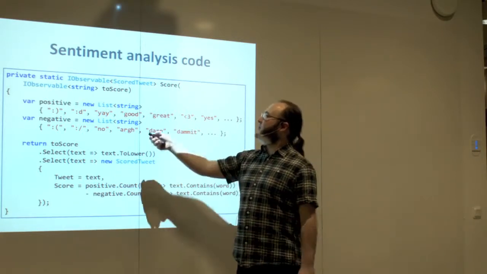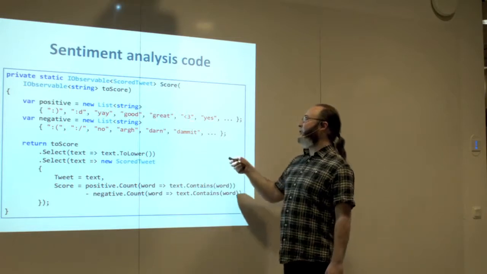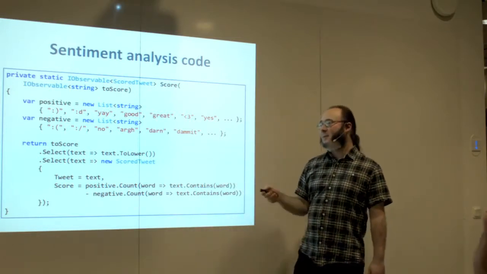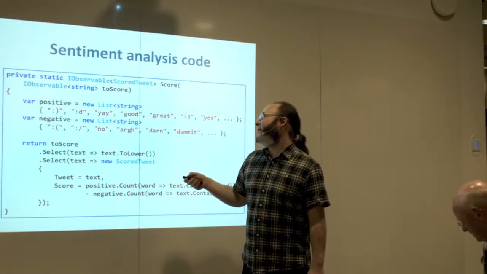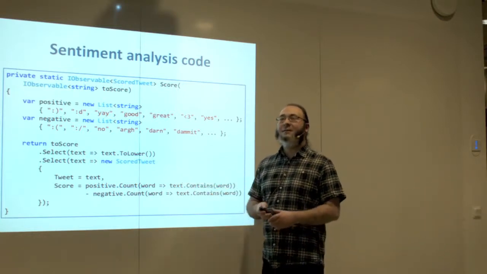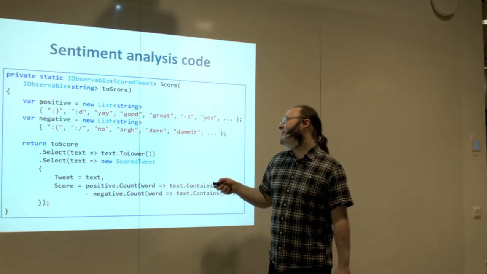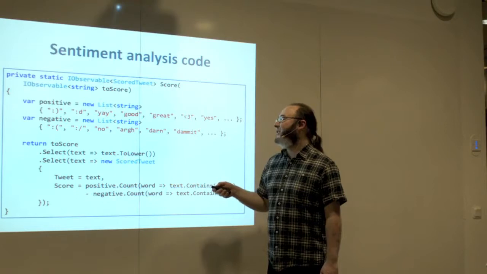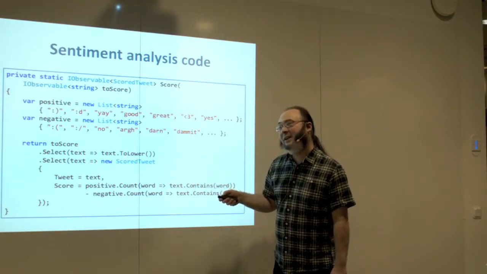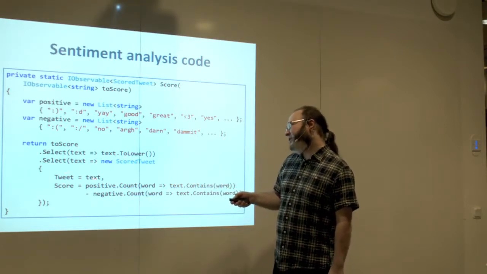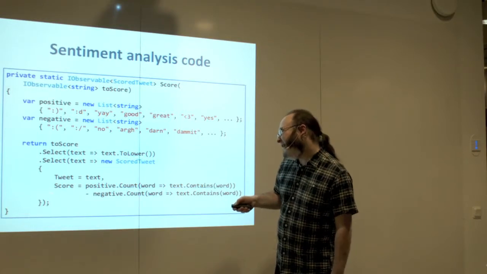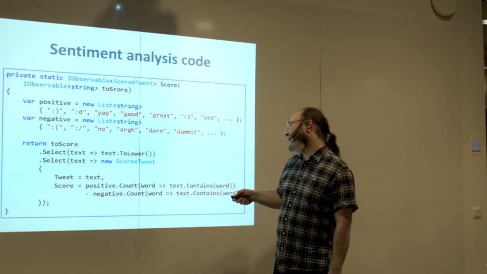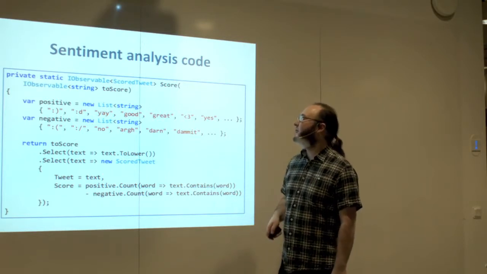And here I've got two lists of positives and negatives. There are quite a few more of them in my code. What I'm doing is taking the tweets to score and observing them, and for each one I observe, I turn it into lowercase and push the lowercase value into this, which does the scoring, and it just returns a new scored tweet object containing the tweet and its score.